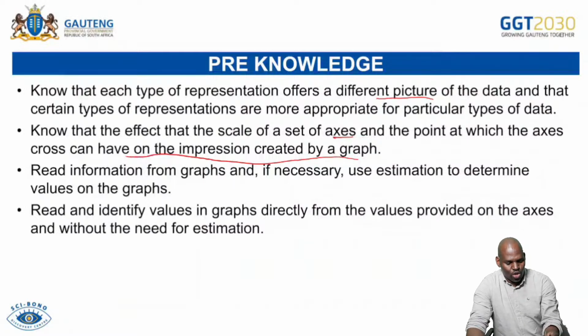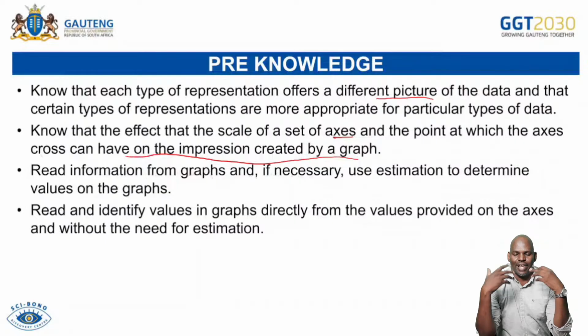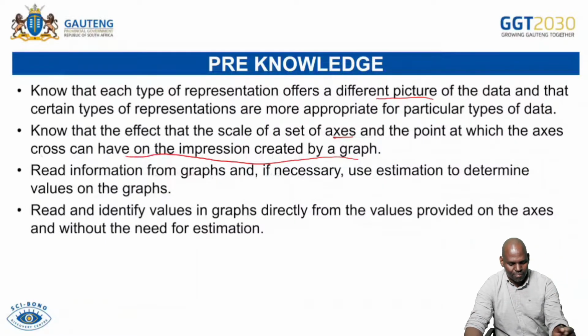And then you must also be able to read information from graphs and, if necessary, use estimation to determine values. In some cases, when a graph is given and you try to read the information from it, you might find that the value is not exact. In some cases, you just need to estimate because you cannot tell exactly how much it is, but you can estimate. And then you must also be able to read and identify values in graphs directly from the values provided on the axis without the need for estimation.